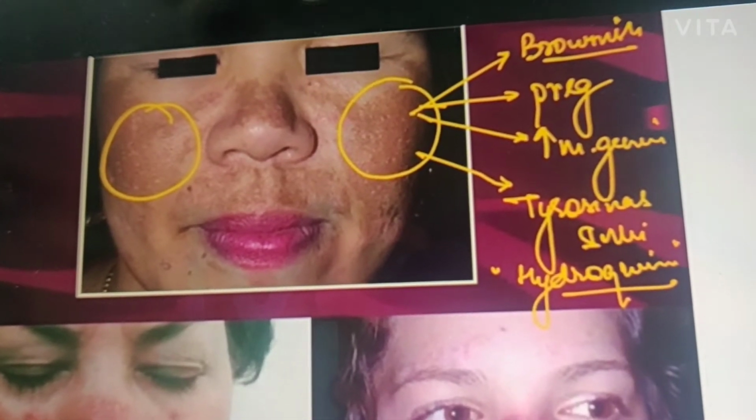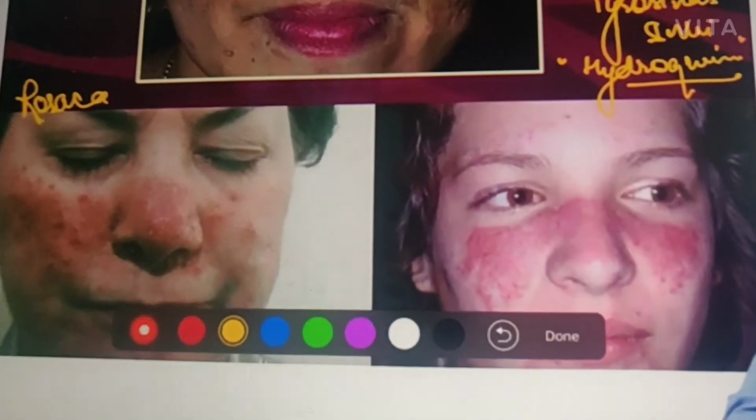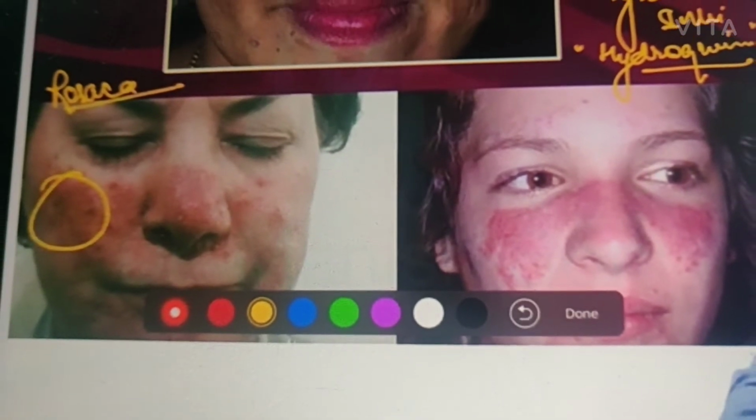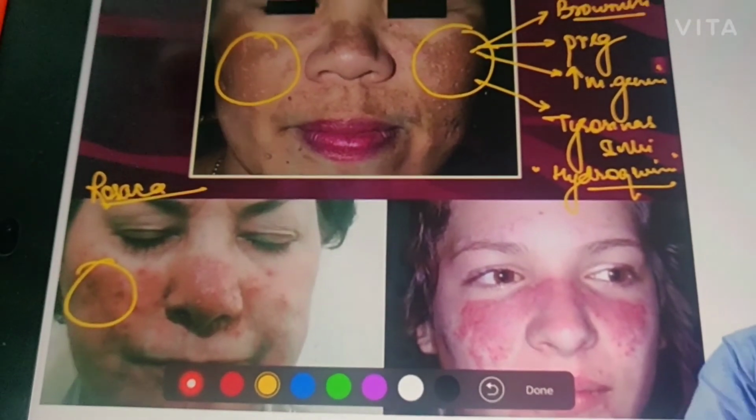These two conditions we have already discussed. This is a case of rosacea because here you can see these erythematous lesions are present over convexities like cheek, nose, chin and nasolabial.